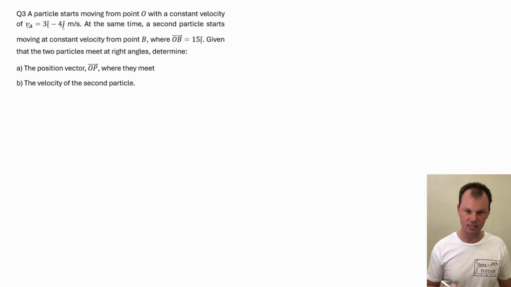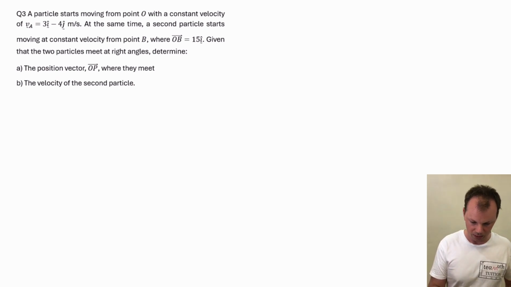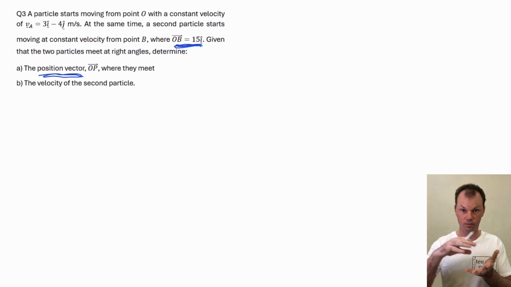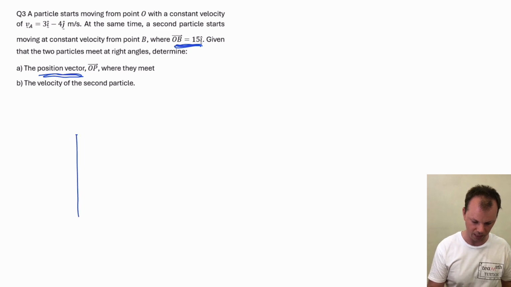So when we're doing questions, first step is always to draw a diagram when you have something visual like this with different angles. However, you need to know what you're drawing the diagram of. Am I drawing the diagram of velocities, displacements? What is it? Now here they say we've got OB is 15i, so that's a starting point. We need to know the position vector where they meet, which is another sort of distance or point from the origin, right? Displacement. So when I draw this diagram, I'm going to be drawing my length units.